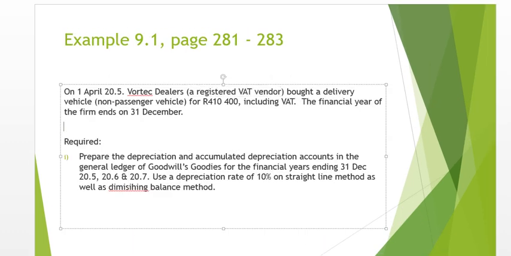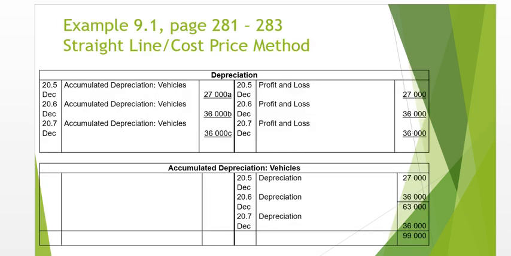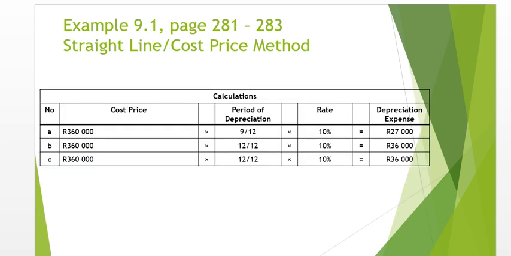So first thing we want to prepare the depreciation and accumulated depreciation accounts for Goodwill Goodies for the financial year ending 31 December 2005, 2006 and 2007. And we're going to use a 10% depreciation rate according to the straight line method as well as the diminishing balance method. So if we start off by looking at the straight line method, we want to account for our depreciation.